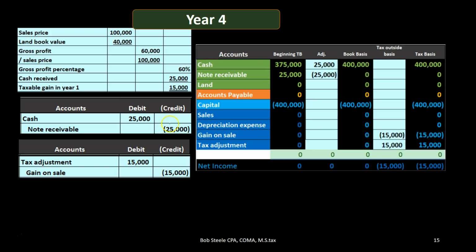And then year 4, same thing. We're going to get cash 25, cash goes up. We're going to get the note here. So here's the note, bringing this down to 0. So nothing is due to us after year 4. It's all been paid off. On the tax side, we're going to have to recognize the gain. So here's the gain being recognized, and here's the adjustment account. So once again, in year 4, no revenue on the book side. We recognized that in year 1 on the book side. On the tax side, we've got the 15,000 here being recognized due to the installment sale process.